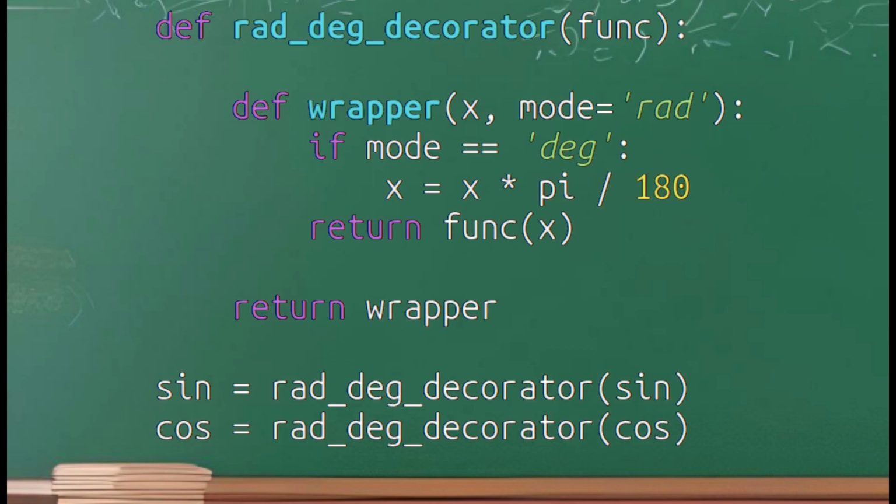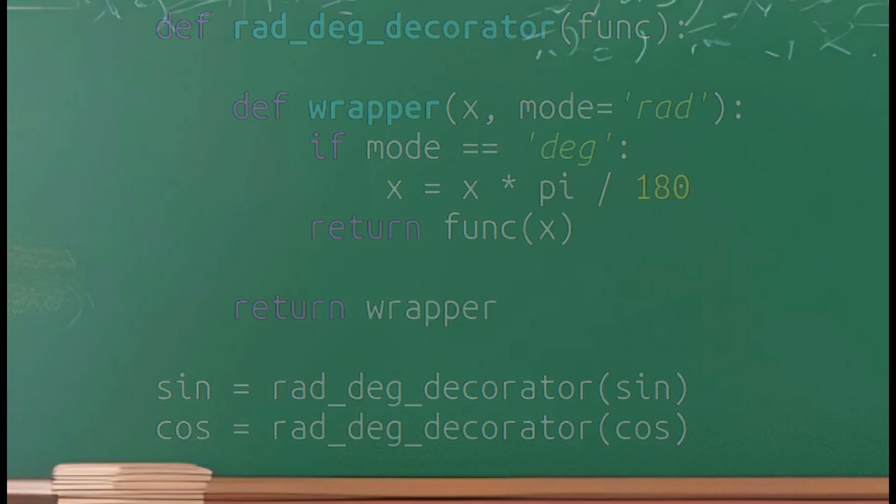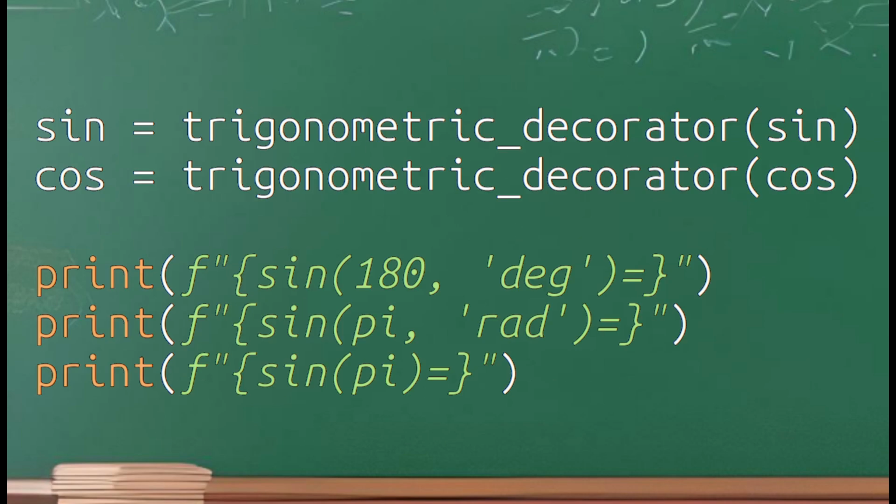This trigonometric decorator enhances the standard trigonometric functions, allowing them to accept angles in both degrees and radians. Normally, Python's built-in trigonometric functions, such as sine and cosine, only accept angles in radians. However, by applying this decorator, we add an optional parameter that lets users specify whether the input is in degrees or radians, thus providing greater flexibility in handling different angle measurements.